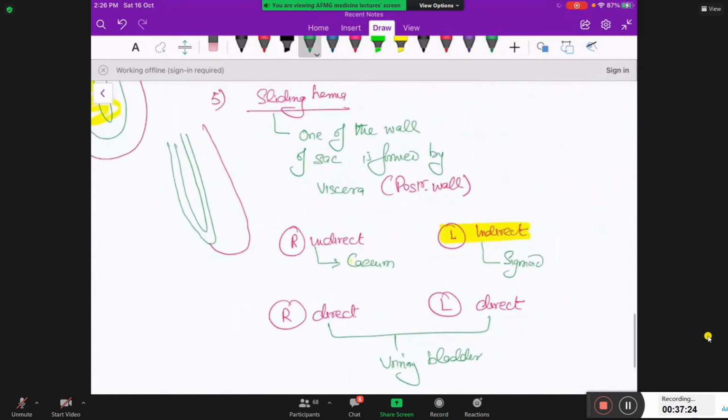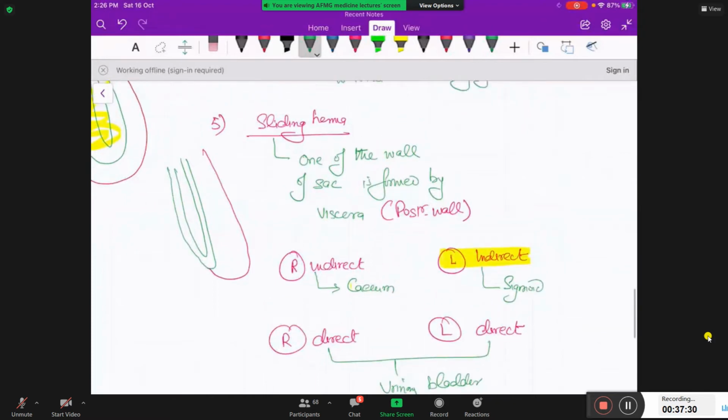So if I ask you now, which viscera more commonly forms a posterior wall in sliding hernia, what will that be? A very commonly asked question. And sliding hernia, you should know, is also called hernia en glissade.